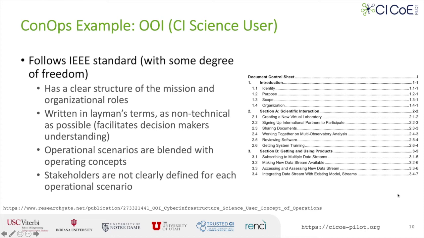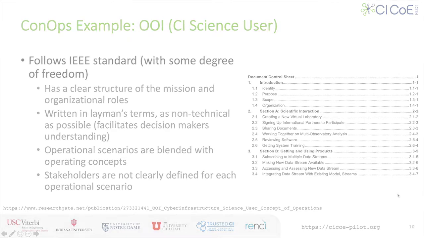Some issues here are that operational scenarios are blended with operating concepts. So it's not that easy to separate the parts, like what are the stakeholder and user needs, from the implementation details. And as I said, the stakeholders are not clearly defined for each operational scenario. You can find this ConOps publicly available at the URL on this slide.